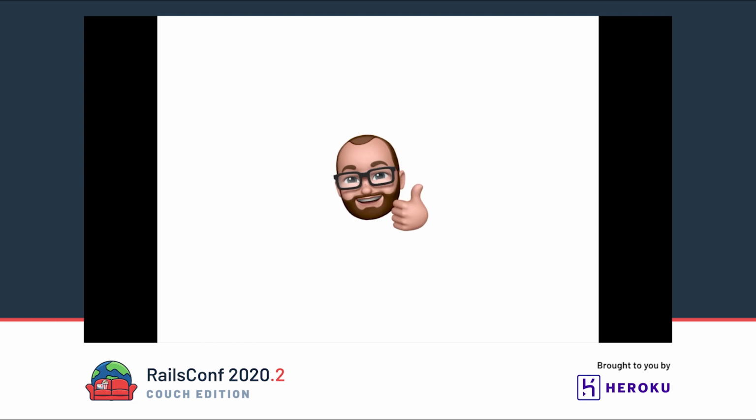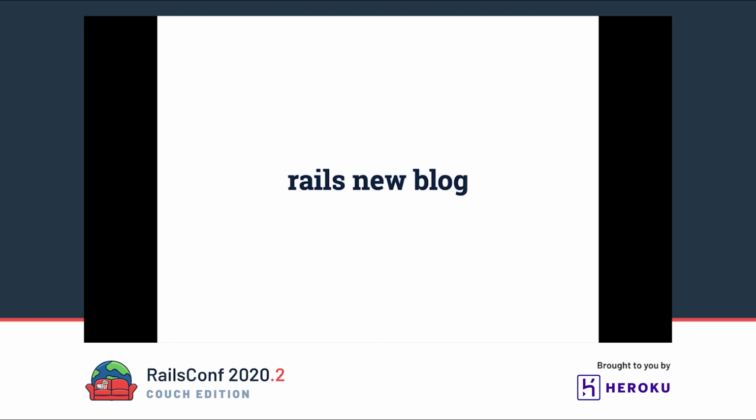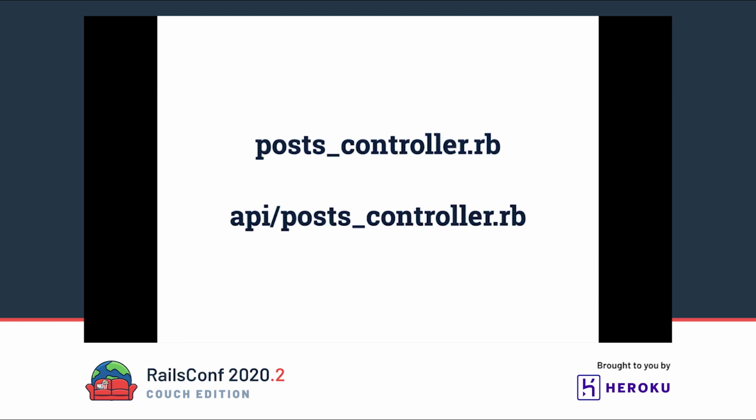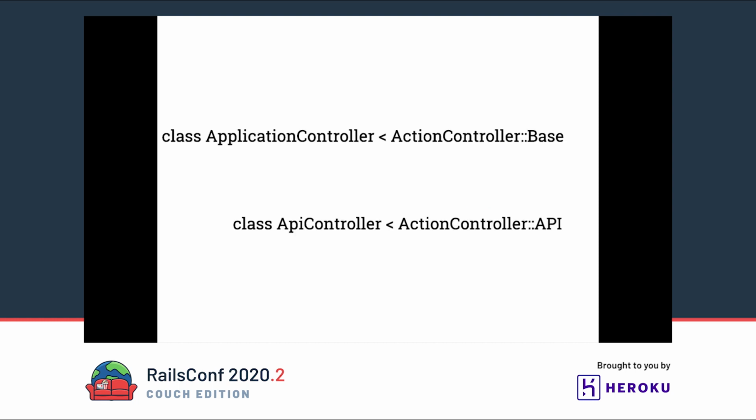I'm Alex Kitchens recording from home, and today we're going to build a Rails controller from scratch. We'll go about it this way. I have a really simple Rails blog app with a really simple model. It has two basic controllers, both for posts. The first one is a web version, and the second is an API version. Both have a test suite to ensure that they're working correctly. This is what we're going to do.